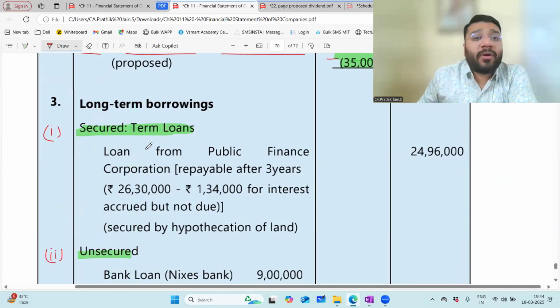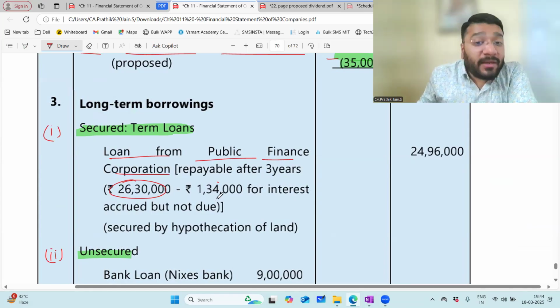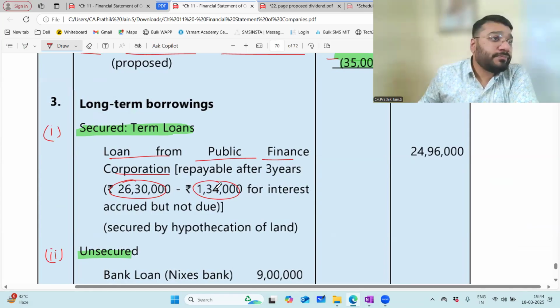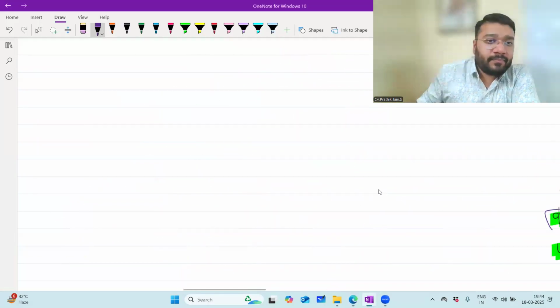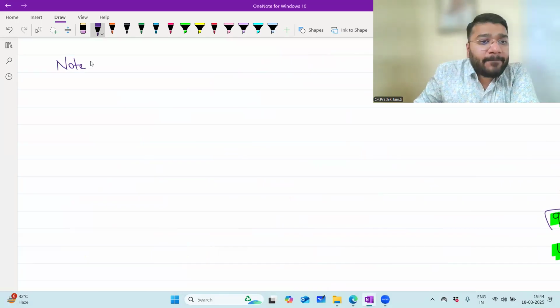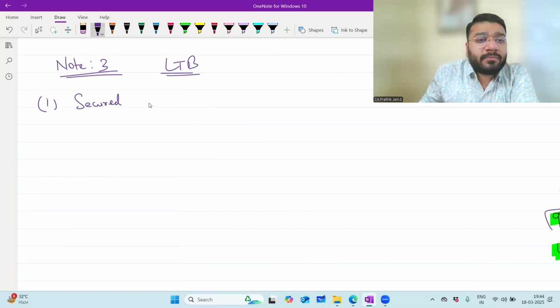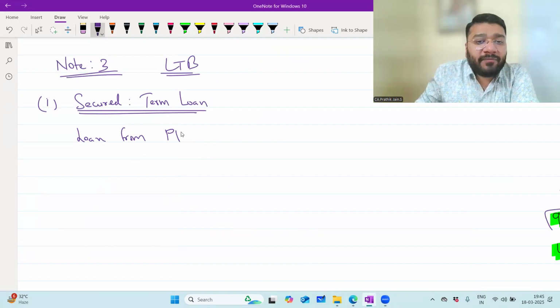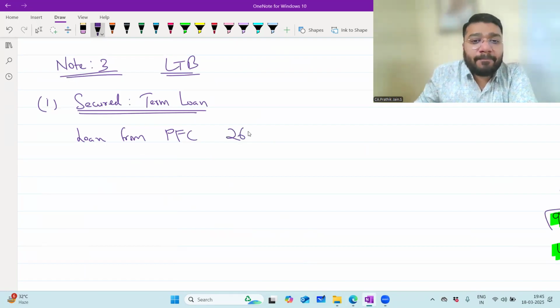Under secured borrowing, this is a borrowing from Public Finance Corporation. So 26,30,000 have totally been taken. That is showing under long-term borrowing. In that, 134 is for interest accrued but not due. So I'll do the calculation here for you. What is note number? Note 3, long-term borrowing. Under that, the first item is secured term loan. Loan from Public Finance Corporation. How much? 26,30,000.